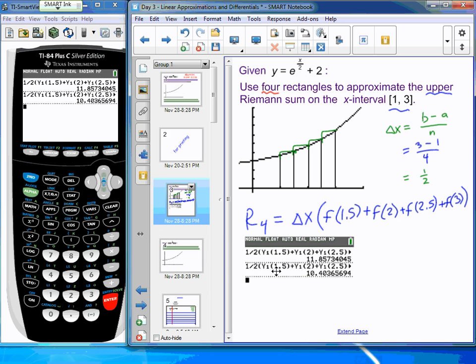Now, we saw in our activity last class that if you used more and more rectangles, you get a better and better approximation for the exact area underneath the curve. And in our Riemann summary, we'll see that leads to the definition of the definite integral. So a definite integral is going to be the exact area underneath the curve, and that was our final summary, our closure question from last class.